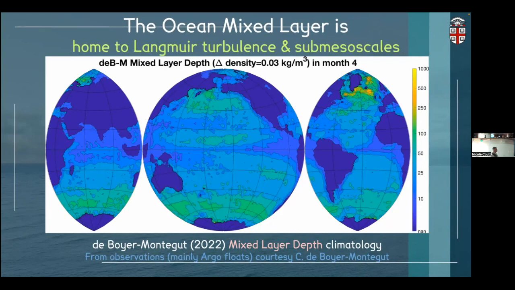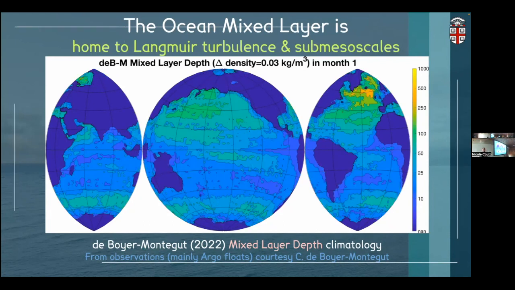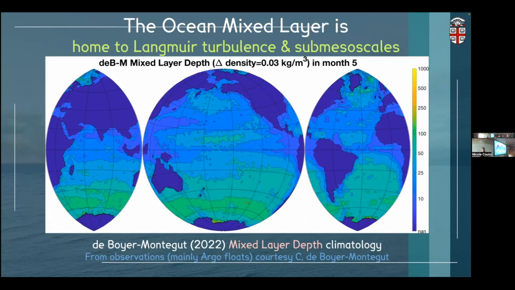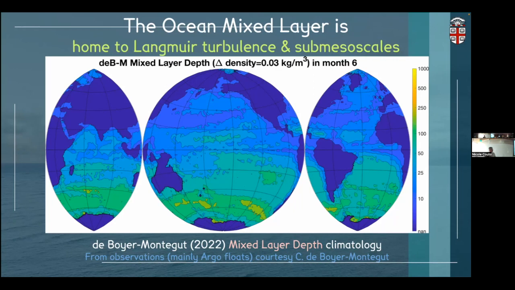It's also home to Langmuir turbulence and submesoscales. We didn't really focus on it too much, but all that stuff, the wavy stuff that we were talking about at the beginning, lives in this mixed layer, and so would respond to changes in those phenomena.